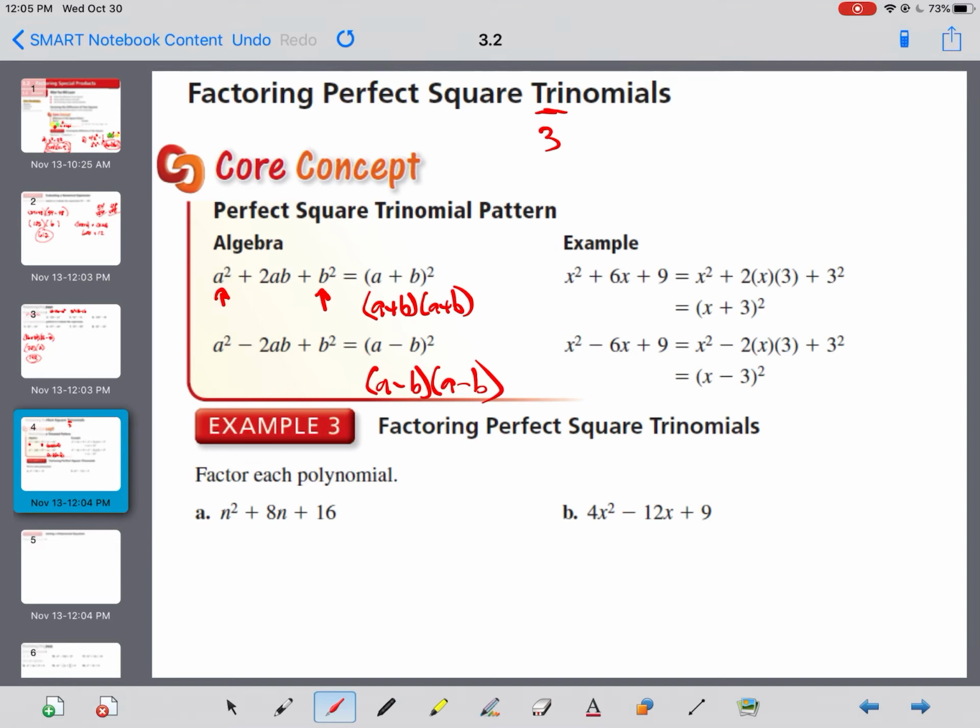So here we have an example over here on this side. x squared plus 6x plus 9. The square root of 9 is 3. The square root of x squared is x. 3 times x is 3x, and if you double it, 6x. That's what you get in the middle. So this happens to be a perfect square trinomial.